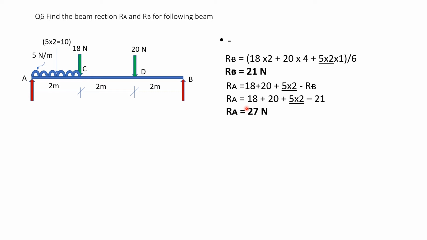18 plus 20 plus 5 into 2 minus 21 is equal to, you will get the answer, 27 Newton. Show the reactions here in the beam. RA is equal to 27 and RB is equal to 21. This is how you do the calculations for RA and RB. Do a little practice of it slowly and you can calculate RA and RB in just 2 steps.